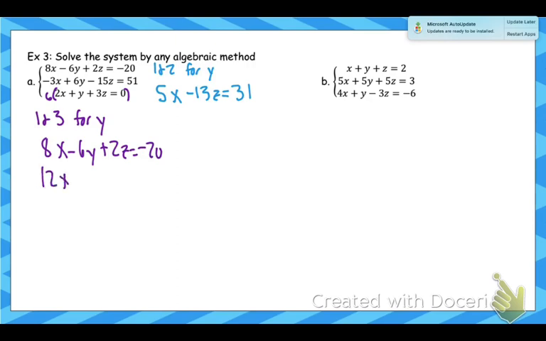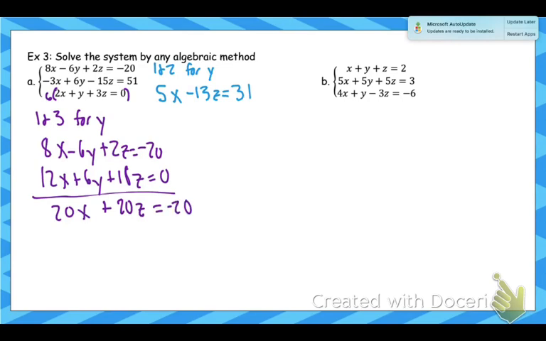So that's going to be 12x plus 6y plus 18z. So I end up with 20x plus 20z is equal to negative 20. Now to make this a little bit easier in the solving process, 20x plus 20z equals negative 20. Everything there is divisible by 20. So I'm just going to rewrite this as x plus z equals negative 1. It's still the same equation. I just reduced it. And that's just going to make this next step a little bit easier.